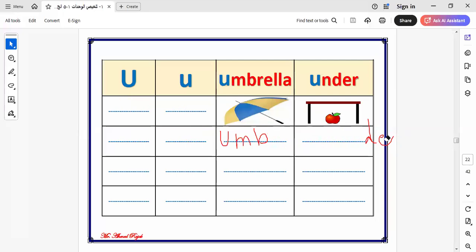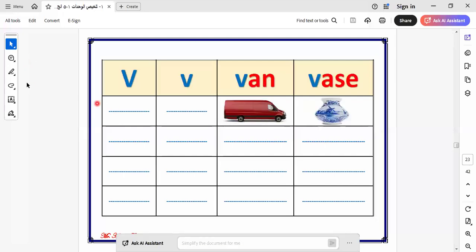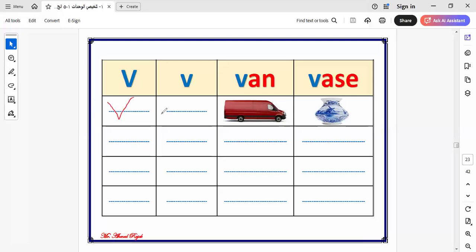It would be here capital V and small v. Let's go to capital V and small v and know the words related to this letter. It will be van and vase.